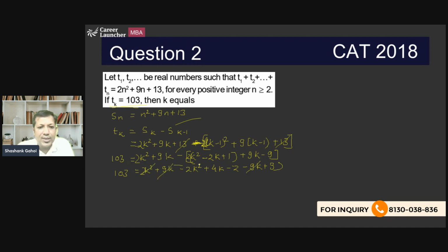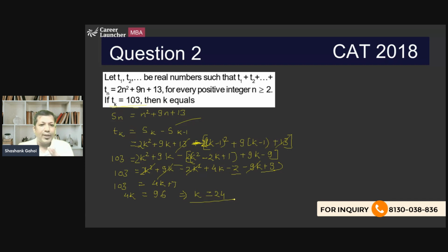This cancels out, this cancels out. So eventually what I'm left with is 4k. This minus 2 and plus 9 is going to be 4k plus 7, and that is equal to 103. So from here I am going to get 4k is equal to 96, and that gives me the value of k, which is equal to 24, and that's the answer. So this is the standard approach to solve any question where the sum of the series is given and the question is talking about the nth term. This is the standard approach that we follow to solve these kinds of questions.